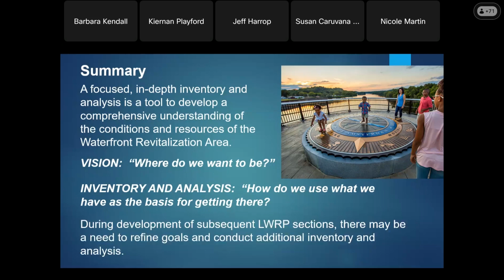And as we also mentioned earlier, sometimes you'll get to the end of the inventory, sometimes even in your project session, and realize you need to go back and do more work on part of your inventory and analysis. That happens a lot. It's not unusual.